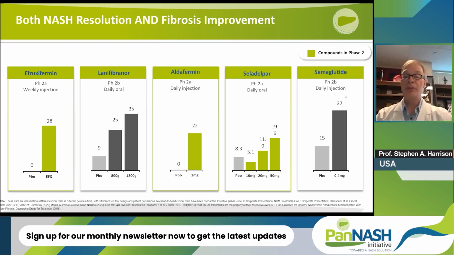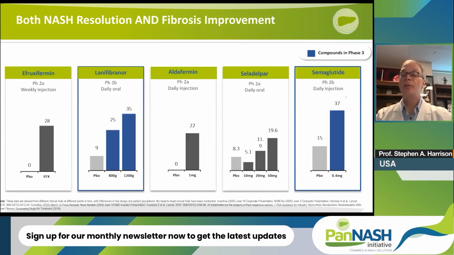Now with aldafermin, 22 versus 0. And then with seladelpar, 19.6 with high dose versus 8.3 with placebo, and a nice dose response relationship is seen. It's also important, again, to highlight the stabilization of placebo response rate. Now for phase 3, lanifibranor, we see 35, 25, and 9, so a nice dose response relationship. Again, placebo single digits. With semaglutide, 37% versus 15. A little bit higher placebo response rate there, maybe something we haven't seen with others when looking at this combination, but there was a higher response with semaglutide as well.